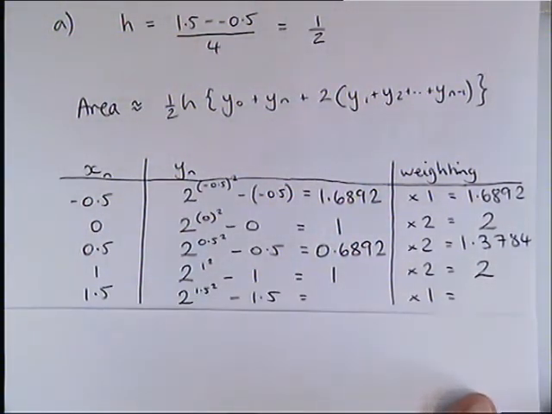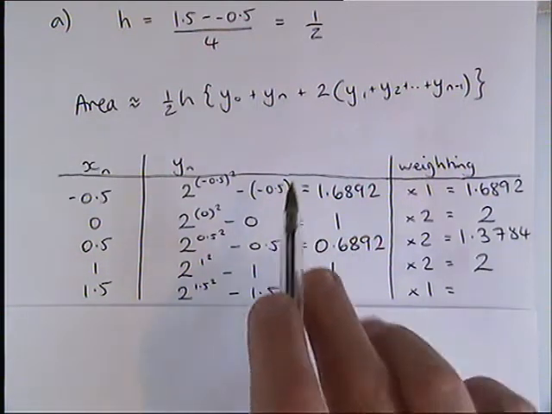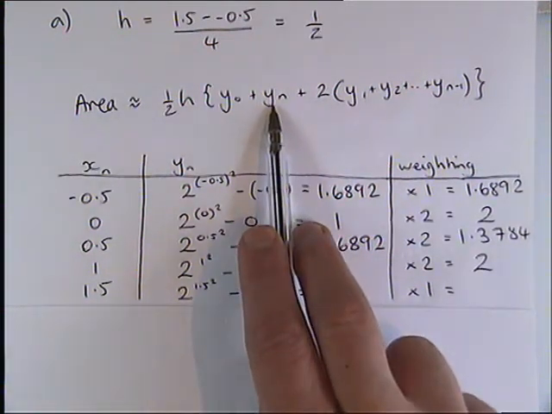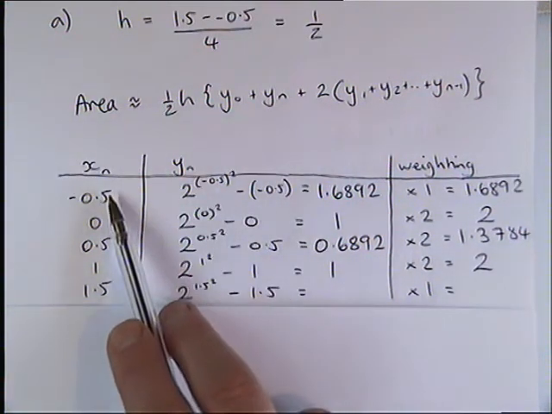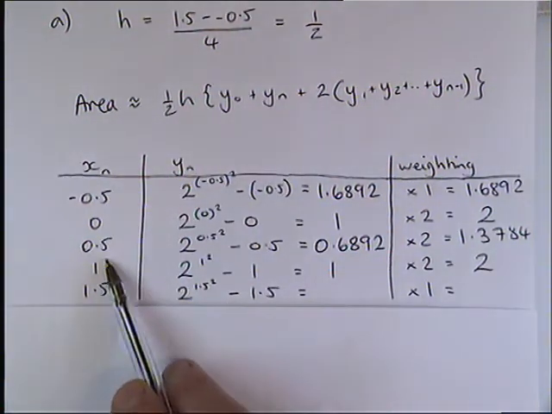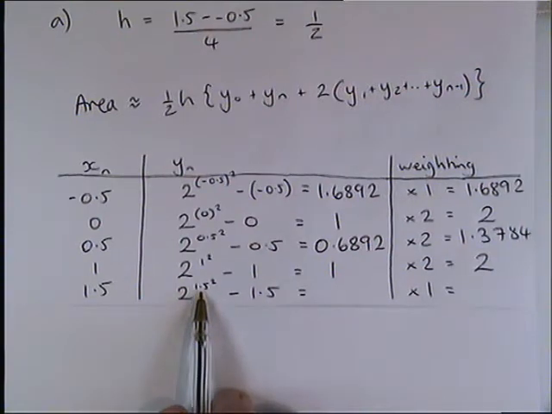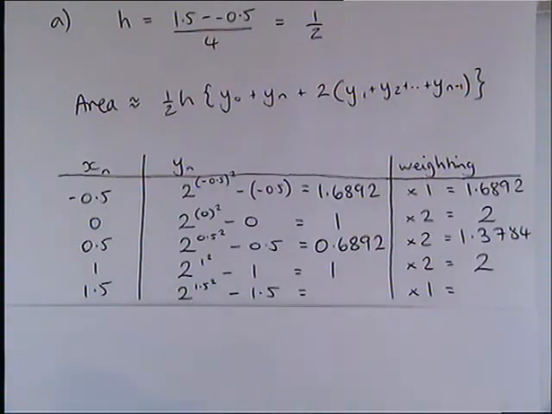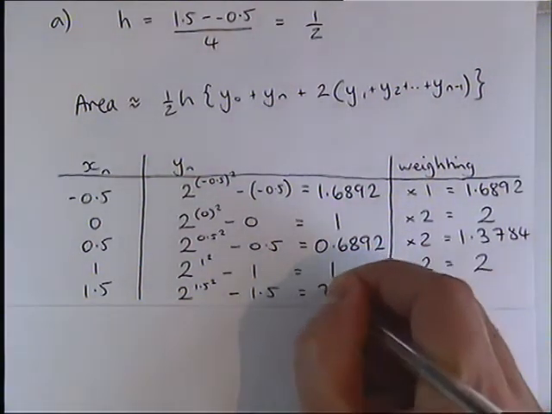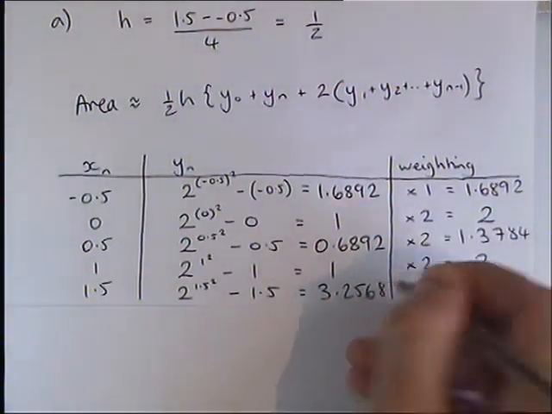And the final y coordinate you need to work out, which is equivalent to this yn here, we would call y4, so y0, y1, y2, y3, y4. The value of y4 in this case, putting 1.5 into the formula, you should get 3.2568.